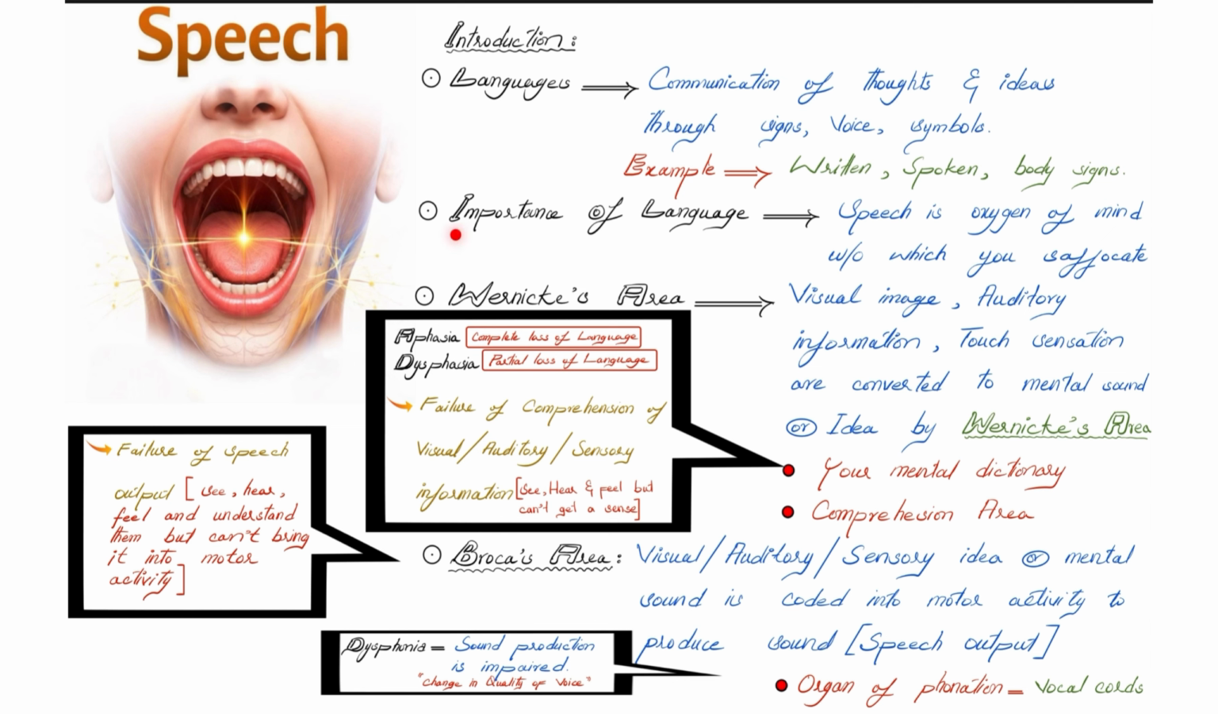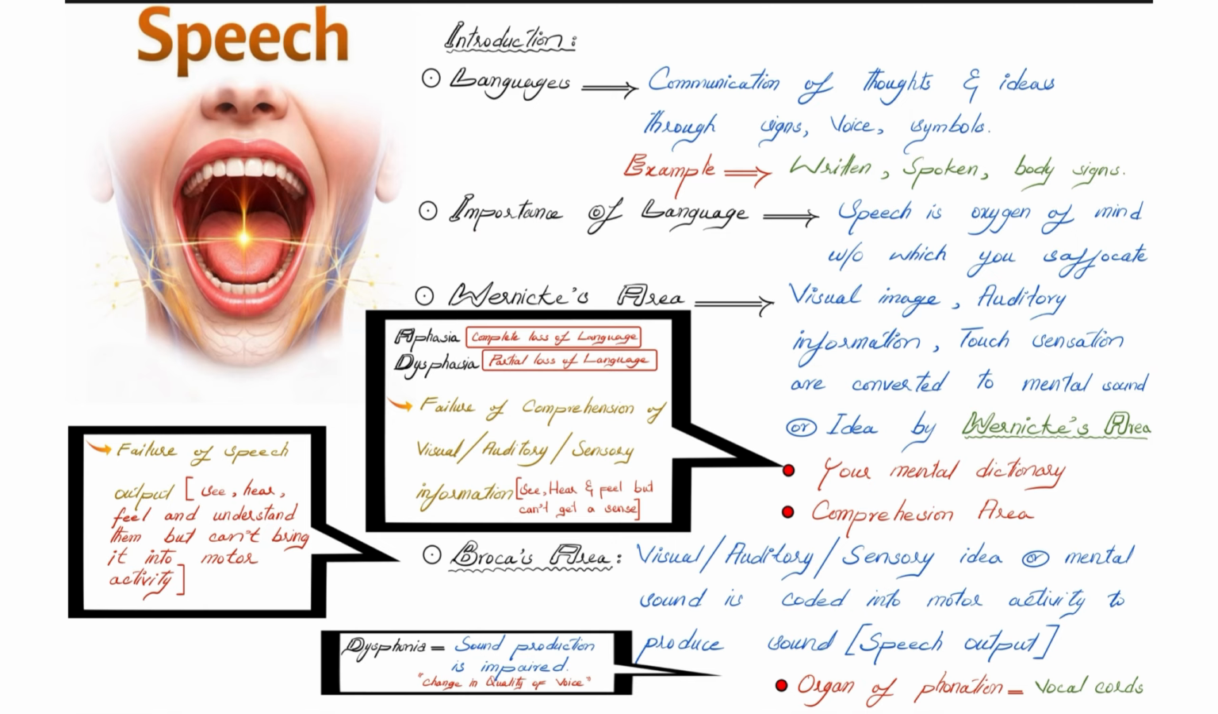And why is language important? Because speech is considered to be the oxygen of the mind, without which you suffocate. So every human being on earth needs to communicate with the next person so as to relieve his emotions, so that he can make himself empty of the pain, or any other emotional burden that he or she is bearing.